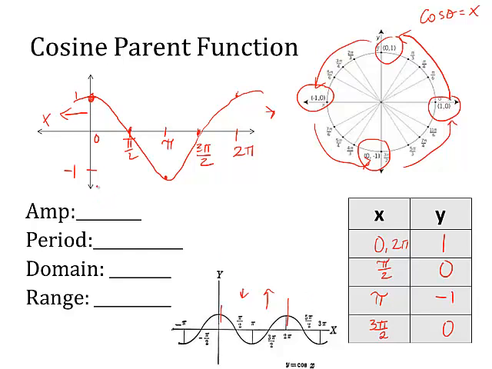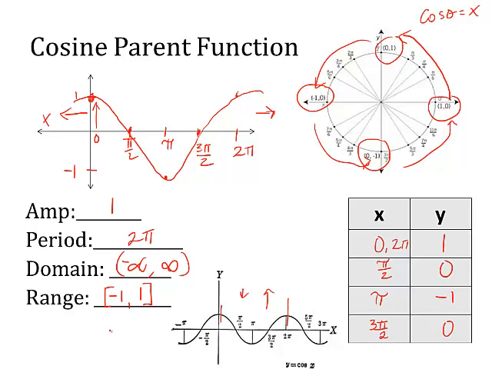So let's look at our values. The amplitude, the distance from the midline. How many units did it go up and down? Only 1 unit. The period, how long did it take to complete the cycle before it started repeating? Well, it took all the way to 2 pi, the full circle. Domain, what are the x values where this exists? Negative infinity to positive infinity. Range, what's the lowest y value? Negative 1. The highest y value is a 1.